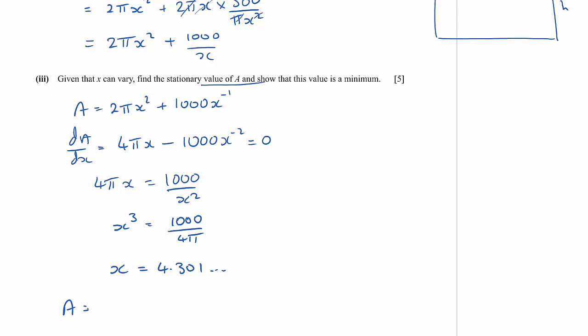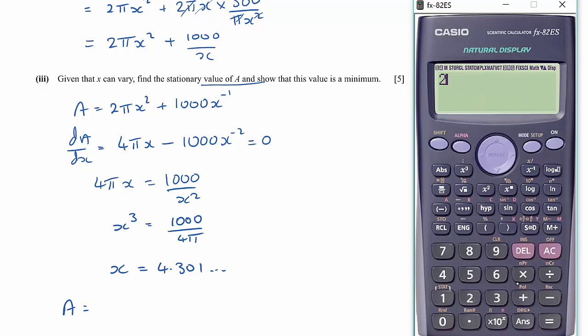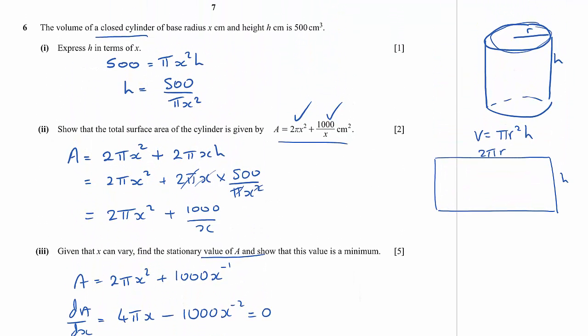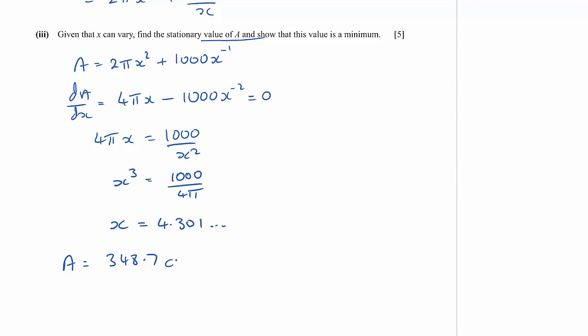So a is going to be, need to substitute back into the a expression. So it's going to be 2 times pi times my last answer squared, add 1,000 divided by my last answer. So 348.7. And what units is that in? Centimeters. So it'll be square centimeters.